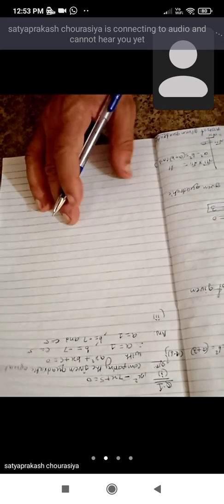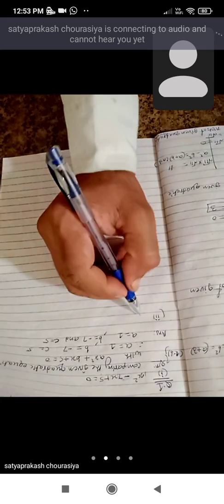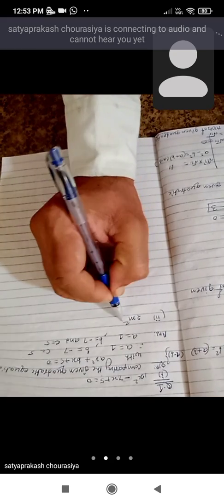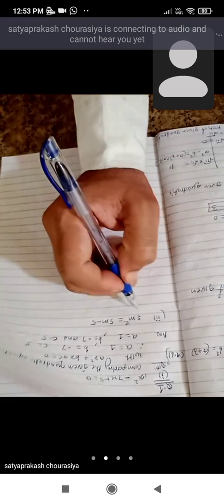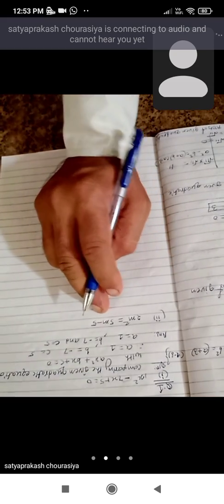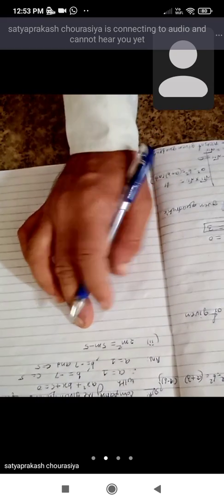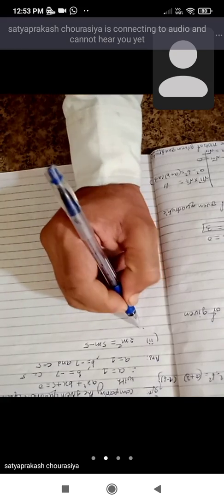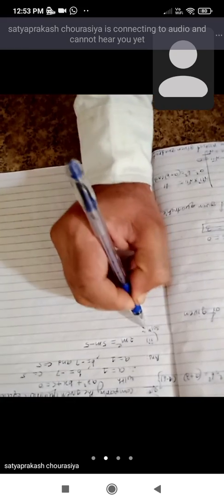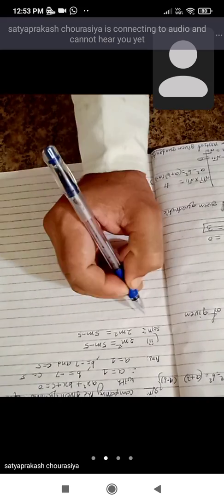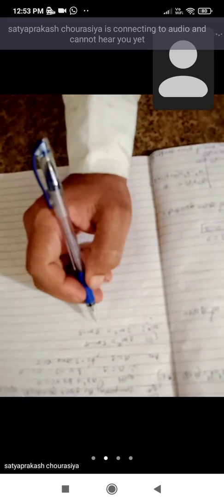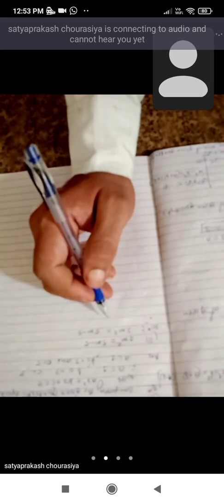Second question is 2m square is equals to 5m minus 5. Now arrange the equation. Now see the solution. 2m square is equals to 5m minus 5. Now bring all terms on the left hand side. जितने भी term है उसको हम left side में ला रहे हैं.